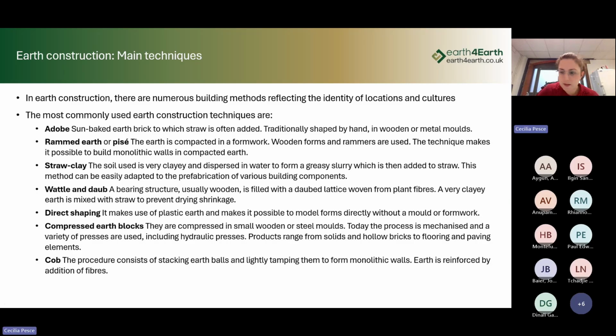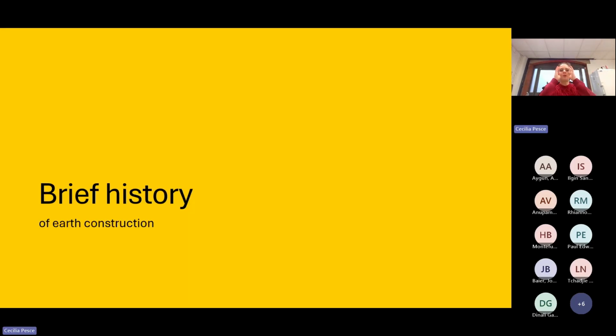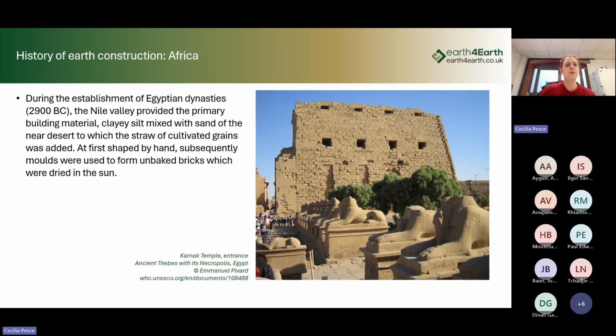So this is an overview of the main techniques, but now we go into the history of earth construction. We will go through a few examples from all over the world. So we start from Africa. The history is quite ancient. We go back to the times of the Egyptians, so 3000 BC.